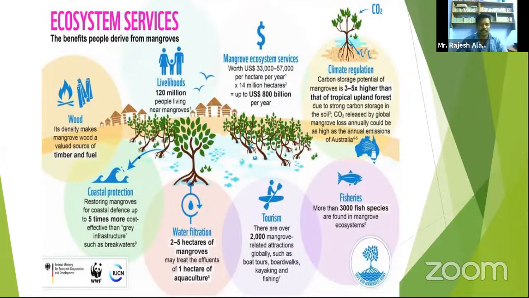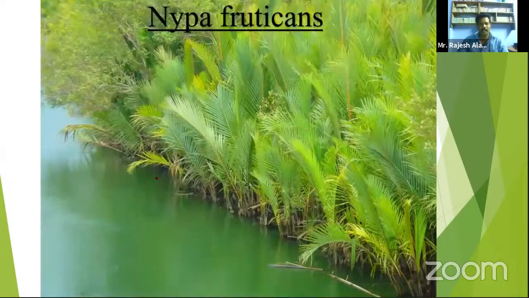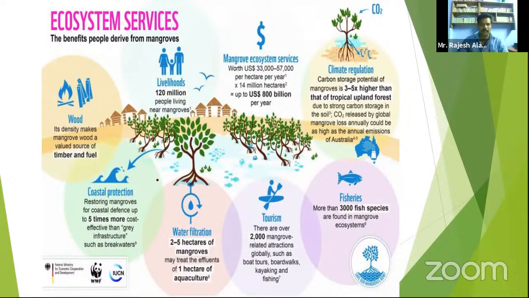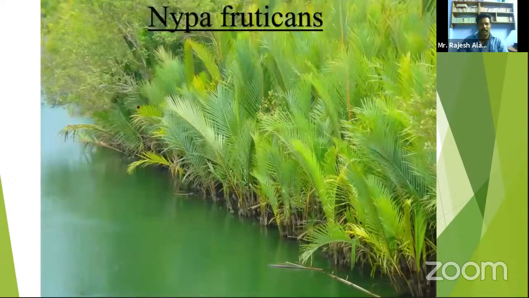So heavy mineral deposition and heavy mineral treatment, a natural way of heavy mineral treatment. So we have more utility in the medicinal aspect, wood value, timber value, right, sir? Coastal shoreline stabilization and erosion control. And Nipah fruticans is the only mangrove tree species from which we can extract alcohol, right, sir? A palm kind of tree species only, sir.